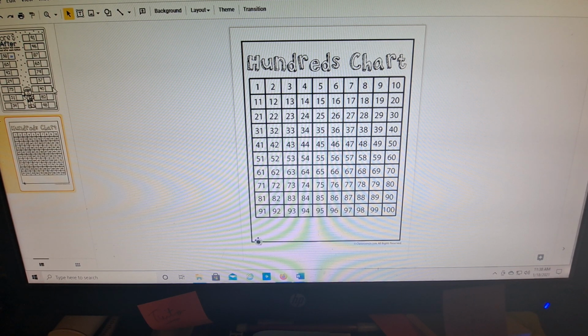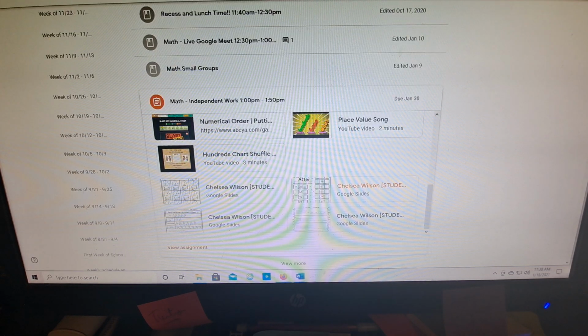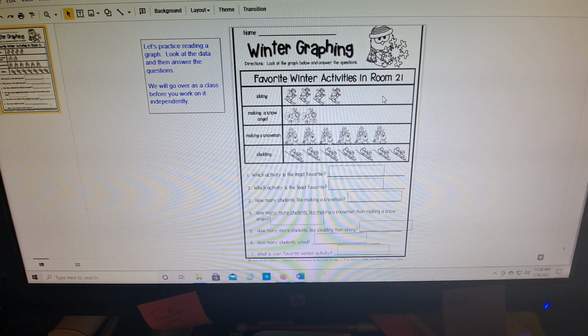But I found a fabulous song that I'm going to teach them, and hopefully this is as fun for them as the skip count by 5 song. So we're going to work on this worksheet Thursday. Friday, we're just going to review another graph and think about the data and how it represents data.